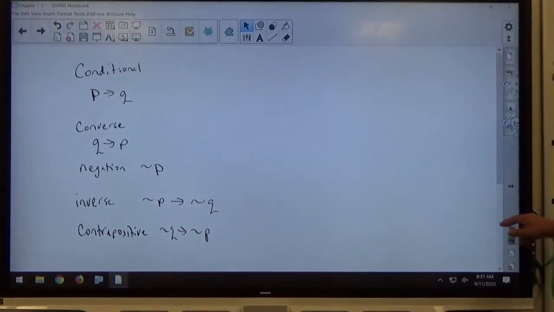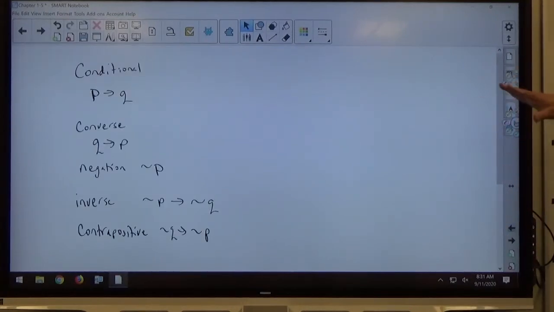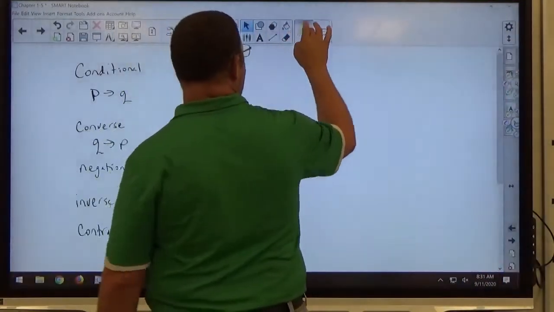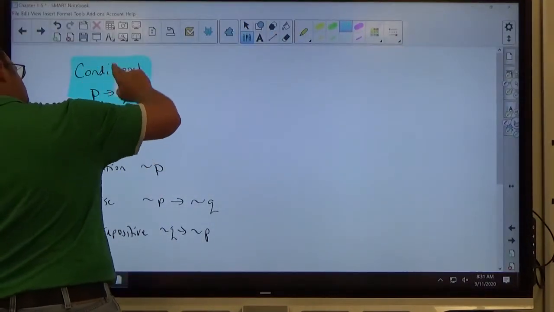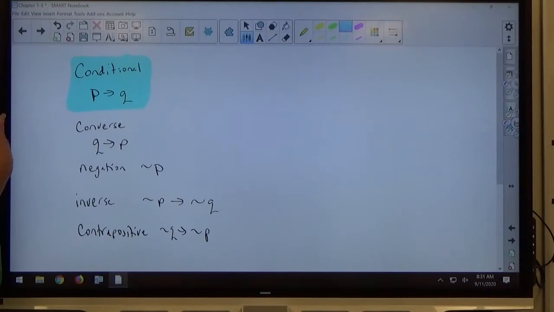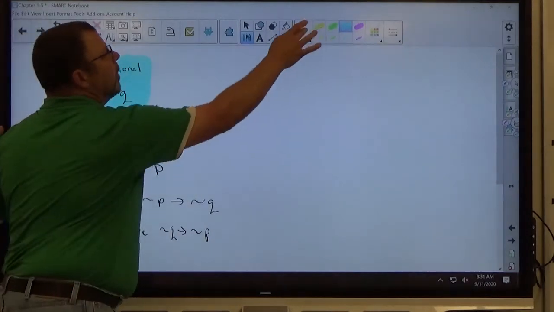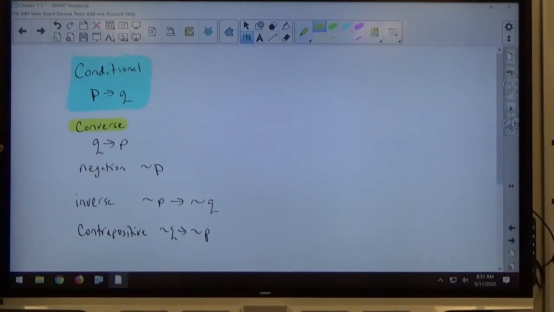So example 3 is going to ask us to write a converse of a conditional statement. In logic, there's your conditional statement, that thing we were just talking about a moment ago. This means P leads to Q, so if P, then Q. When we say the converse of a conditional statement, we are swapping the order of the if and then. If it rains, then I will use an umbrella. That's the conditional statement. The converse will be if I use an umbrella, then it rains. It just swaps the if and then.